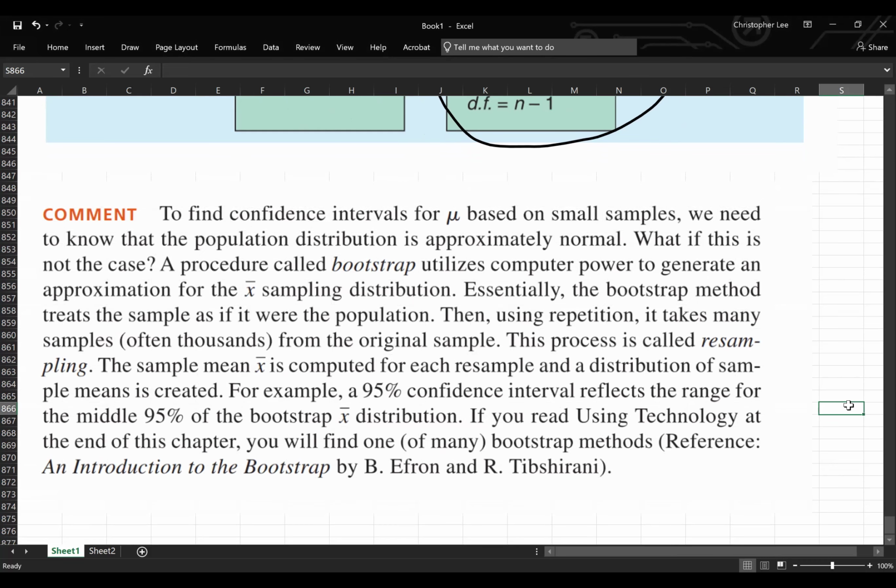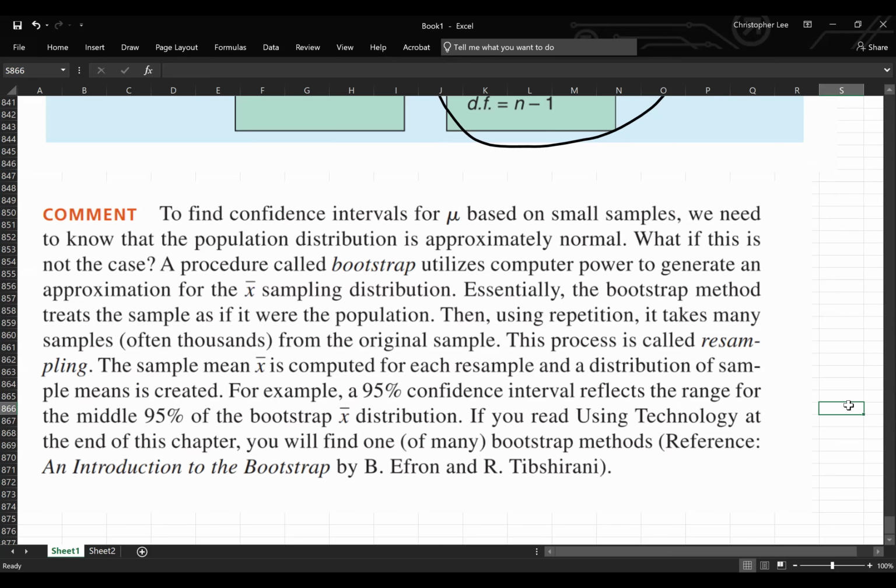To find confidence intervals for mu based on several samples, we need to know that the population distribution is approximately normal. What if this is not the case? The procedure called bootstrap utilizes a computer program to generate an approximation for X bar sampling distributions. Essentially, the bootstrap method treats the sample as if it were a population.